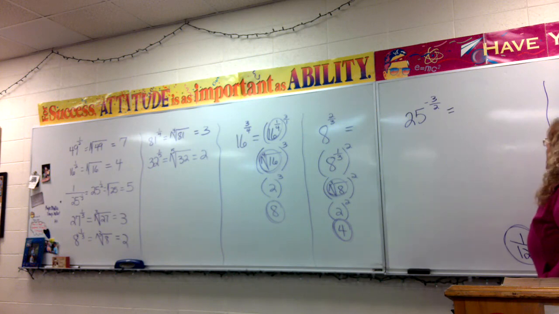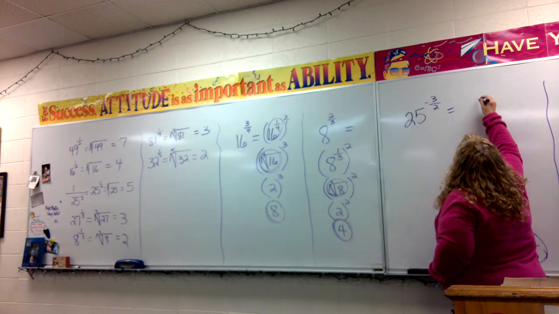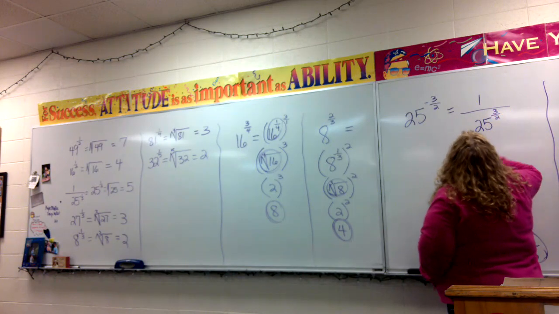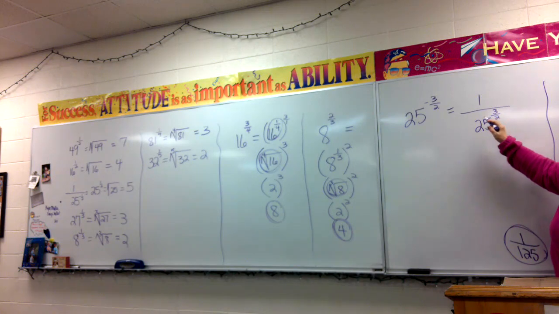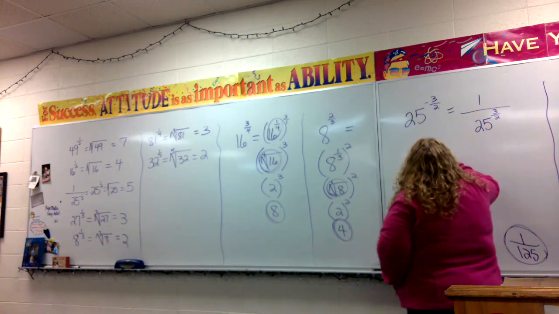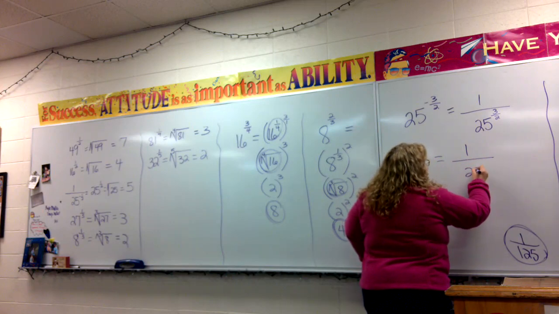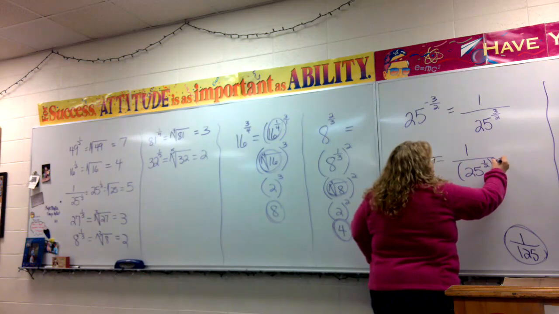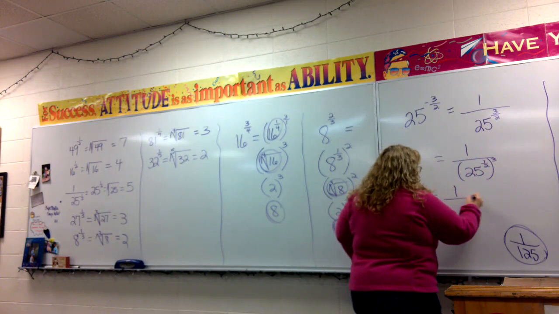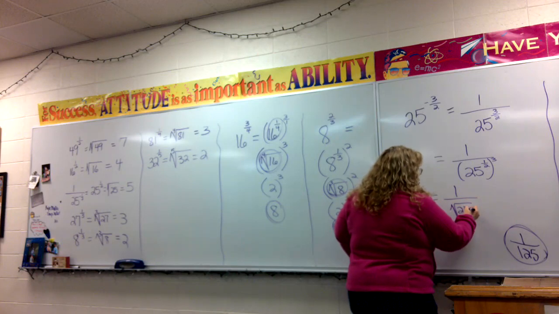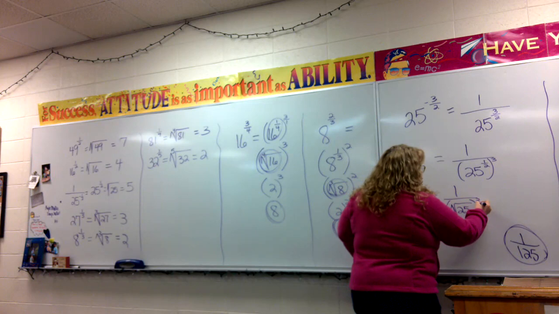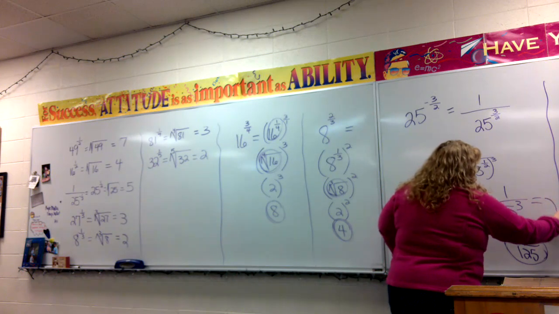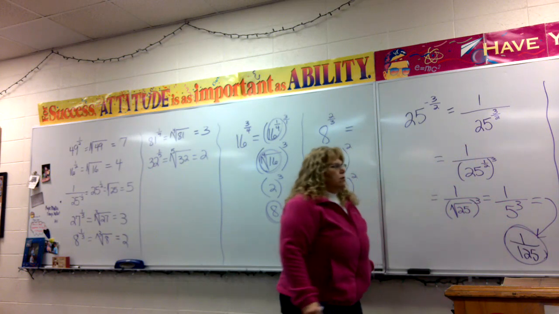Oh, that's a lot of writing. How do I get rid of a negative exponent? Flip it. Put it on the bottom and get rid of the negative. Now on the bottom I have that 3/2 power. 1 over 25 to the 1/2. And then, what is 1/2? Square root of 25. What is square root of 25? 5, to the 3rd, which is equal to 125.